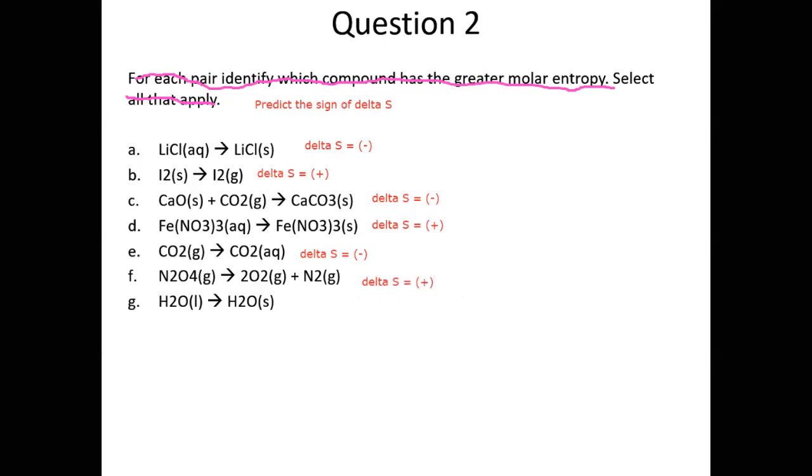And then finally, the freezing of water to ice. We're going from a liquid to a solid. So delta S would be negative. So that's how you predict the sign of delta S. You look at your reactants to products and see if entropy has increased or decreased.